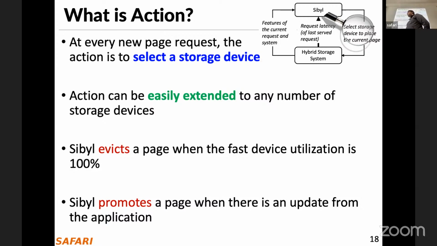So even in Sibyl, it basically has a heuristic approach where it selects the page based on the access frequency, and it looks at the pages with the lowest access frequency, which is least recently used or the least used pages, and then it moves those pages to the slow device.